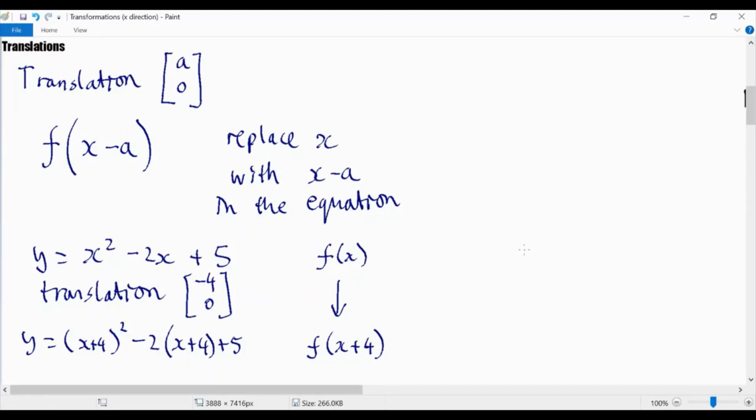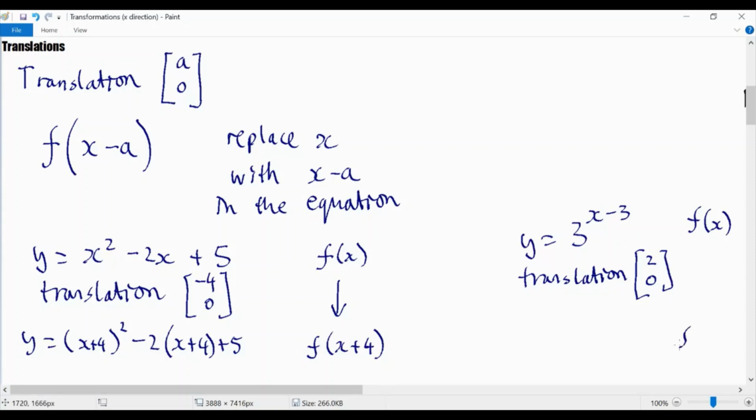Doing another example quickly, if we have y equals 3 to the x minus 3, and we want to do a translation of, let's say, 2, 0, then what's going to happen is we're going to go from the original function, which was f of x, and the amount we're translating by is 2. The x direction does the opposite of what we think it's going to do, so instead of positive 2, it's minus 2. So it's f of x minus 2.